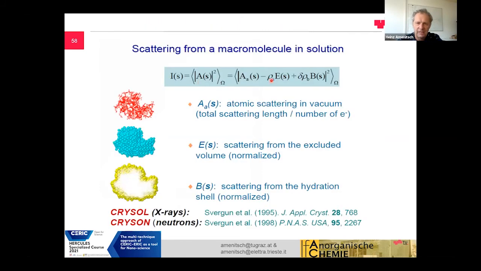In other words, you have here the atomic scattering in vacuum. Then you have the scattering from the excluded volume, so that means you add up with this shape here. And then you have to add the scattering from the hydration shell. There are some programs like CRYSOL and CRYSON from Svergun, but there is also FoXS. There are new versions of CRYSOL available in the ATSAS package. This is quite an easy and quite an important experiment.